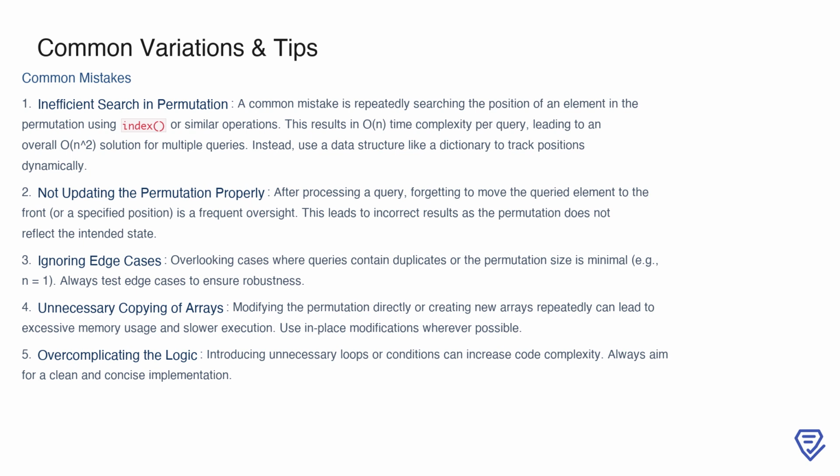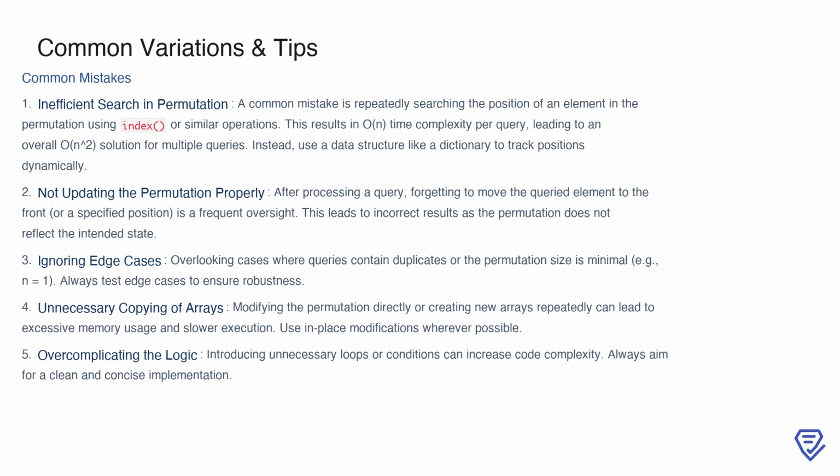When working on this problem, there are several common mistakes to watch out for. One frequent issue arises from using inefficient search methods within the permutation, such as repeatedly calling index to find the position of an element. This approach results in an O(n) time complexity for each query, which can balloon to O(n²) for multiple queries. Instead, consider dynamically tracking positions with a more efficient data structure like a dictionary. Another common oversight is failing to update the permutation correctly after processing a query. For instance, if you forget to move the queried element to the front or its designated position, the results will not reflect the intended state. Additionally, edge cases like duplicate queries or a permutation size of 1 are often ignored during testing, which can lead to unexpected errors. Be sure to handle these scenarios carefully.